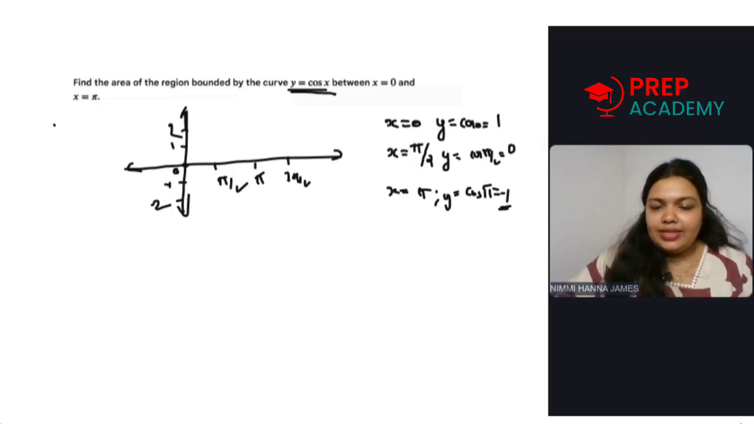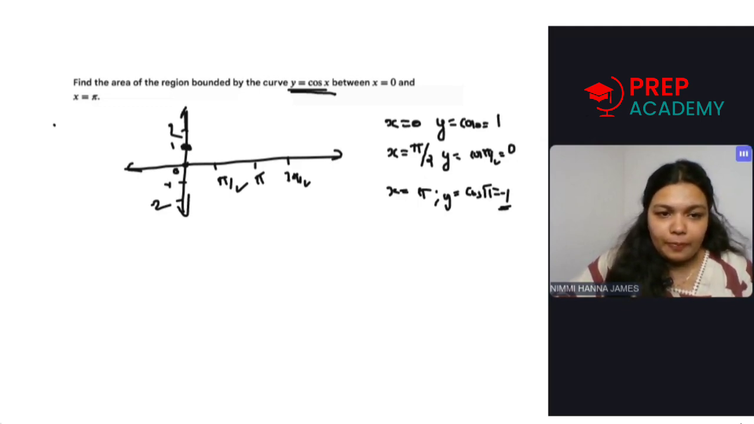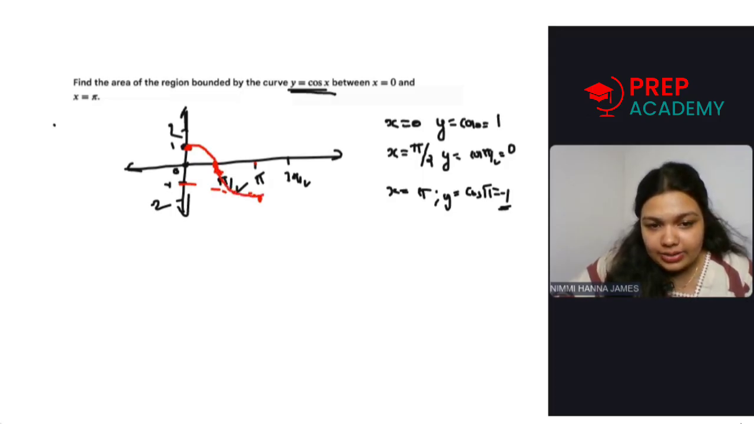When x is equal to 0, cos is y is 1. Okay, x is equal to 0 and y is 1. That is here. We draw the point here. When x is equal to pi by 2, y is equal to 0. That is, it is here. When x is equal to pi, y is equal to minus 1. That is right here. So joining all these points, we get a curve like this.